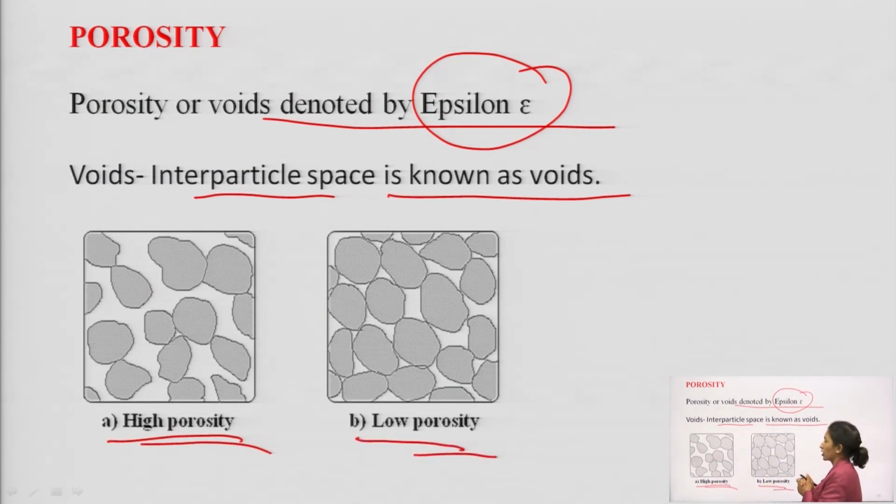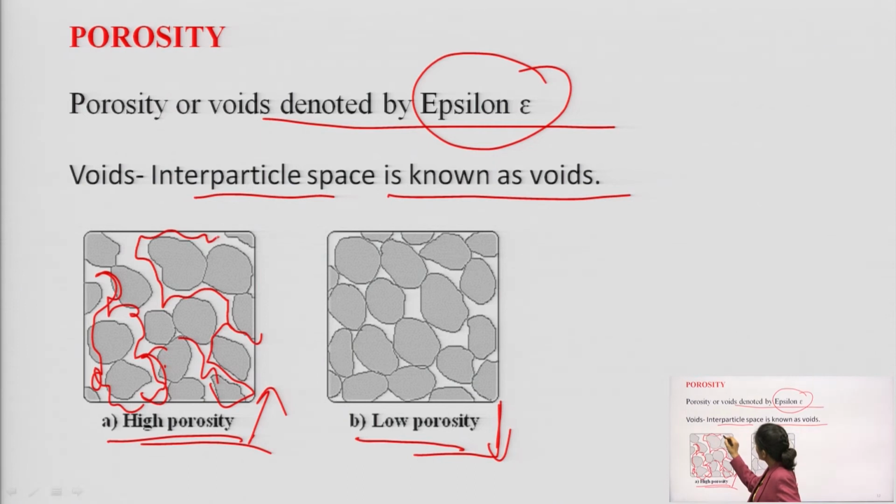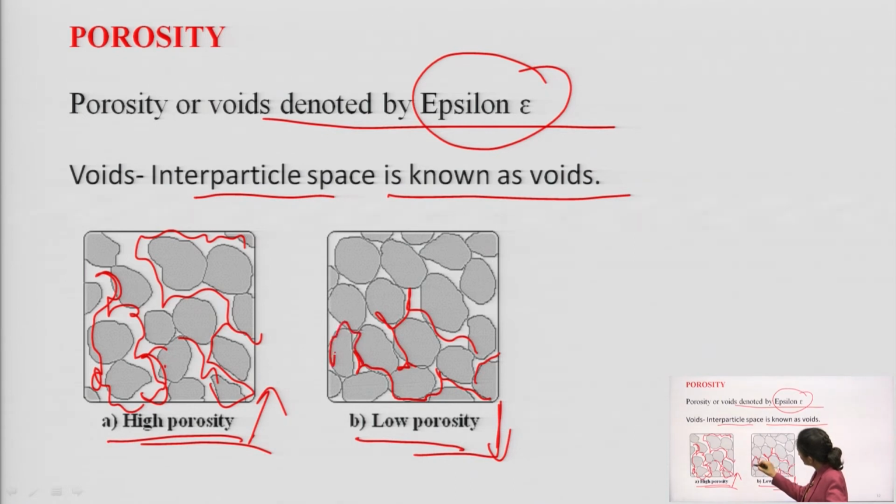Suppose that in both containers you have filled the powder, but as you can see in this picture, here is the high porosity and here is the low porosity. Why here low porosity, here high porosity? Because this void volume is more. See, this is the void volume or porosity. Here the porosity is less, because the packing of these particles is more compact. So this is the high porosity, this is the low porosity.